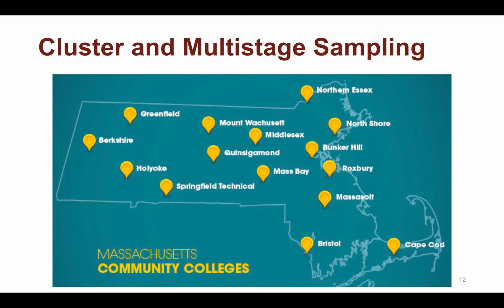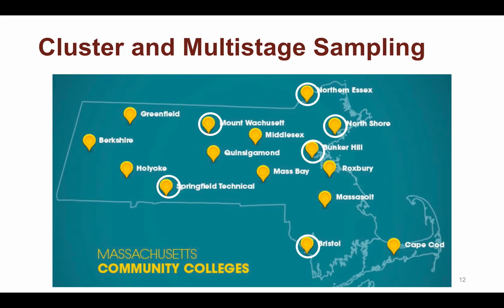Now I'll talk about cluster sampling and multi-stage sampling. So the clusters in this example are the different colleges. So instead of sampling the individuals, I could sample the clusters randomly. So let's say I want to pick 6 clusters: Northern Essex, Springfield Technical, Bunker Hill, Mount Wachusett, Bristol, and North Shore. So I've randomly chosen these 6, and now all students who go to these colleges are going to be asked to participate in my study.